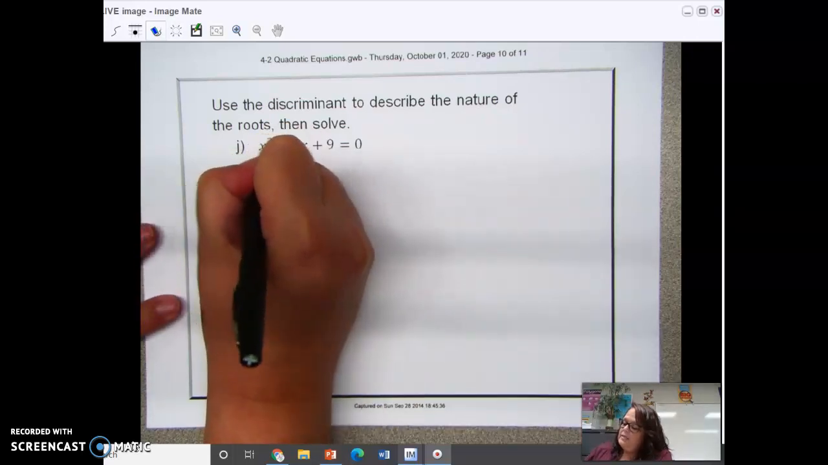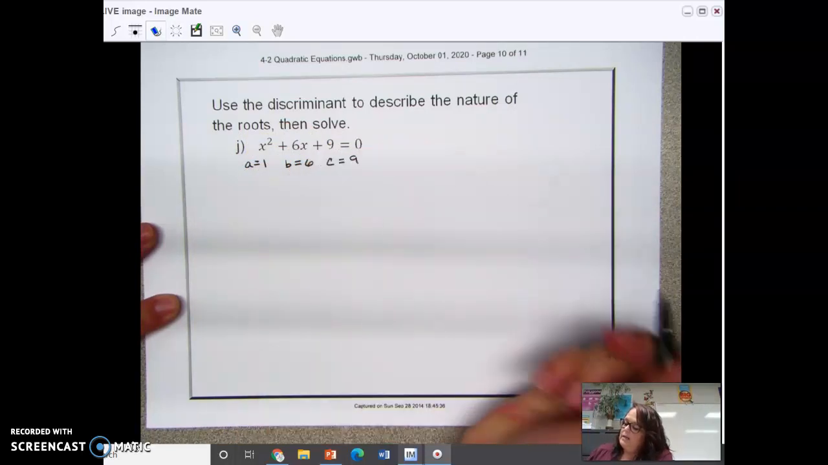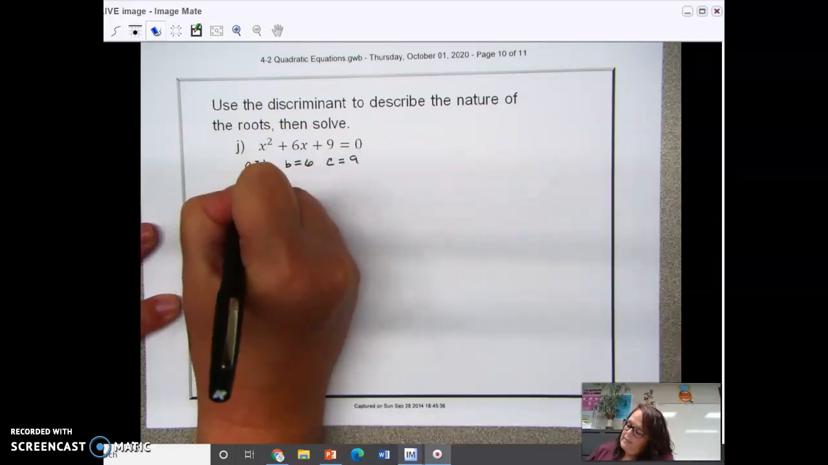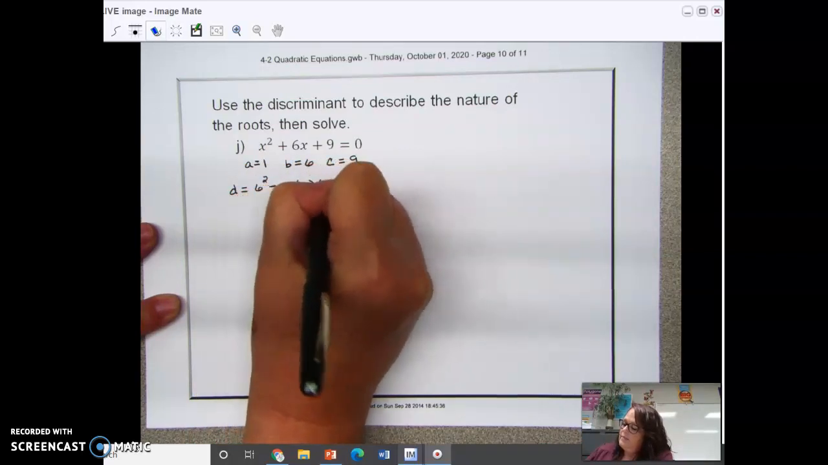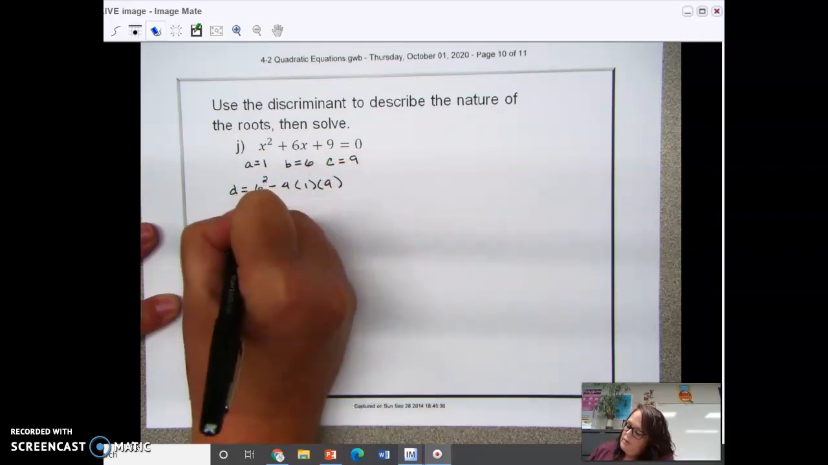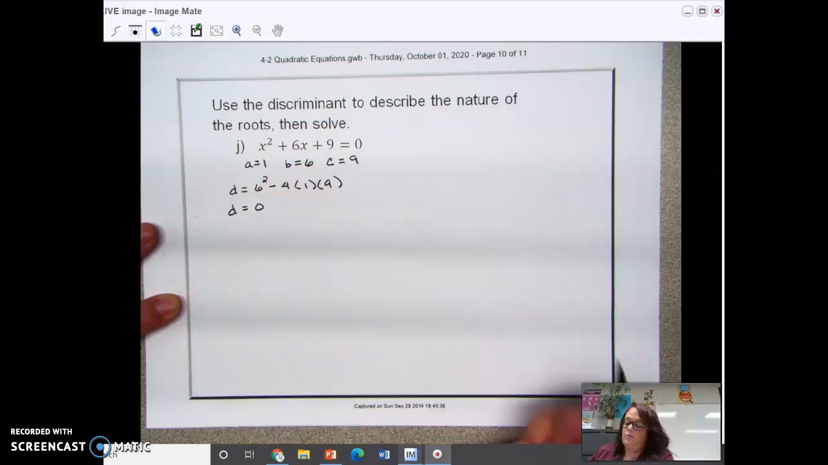So we should get A is equal to 1, B is equal to 6, and C is equal to 9. And so my discriminant is going to be 6 squared minus 4 times 1 times 9. And so we end up with 36 minus 36, which is 0.